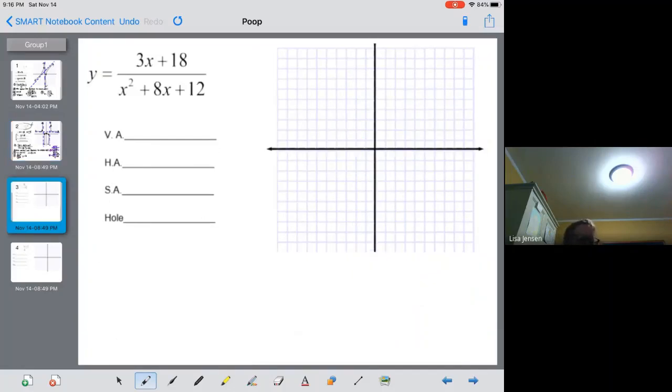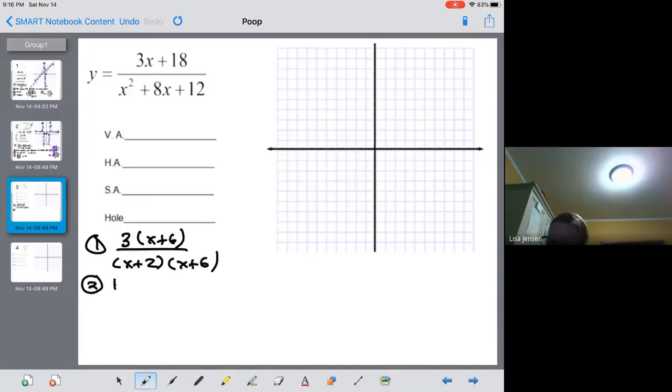So that was kind of an odd one. We're going to go back and do another one that's a little bit more normal again. So just some more examples. Step 1, factor. Step 2, look for holes. Well, x plus 6 crosses off.